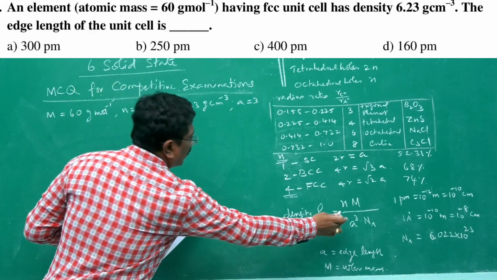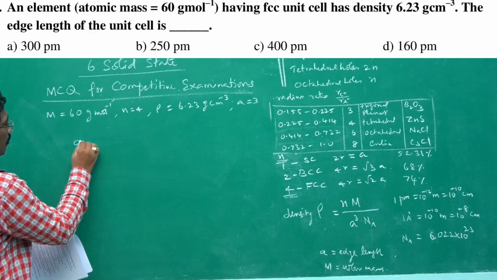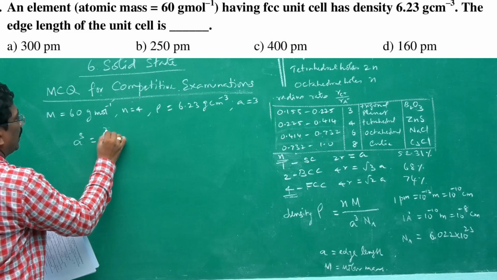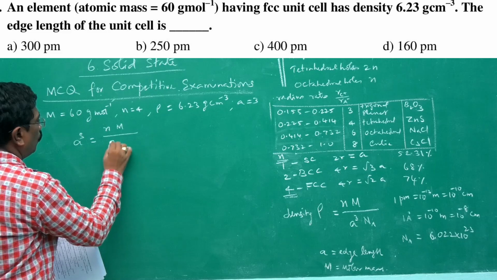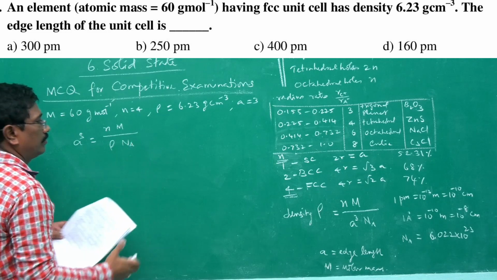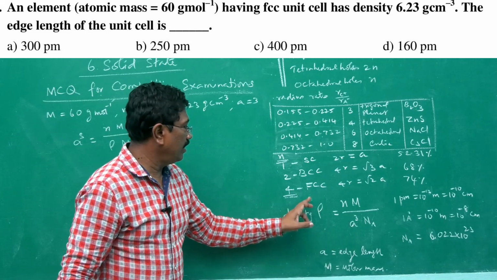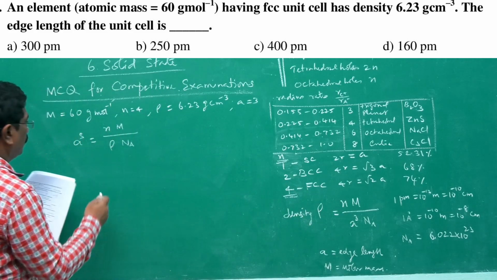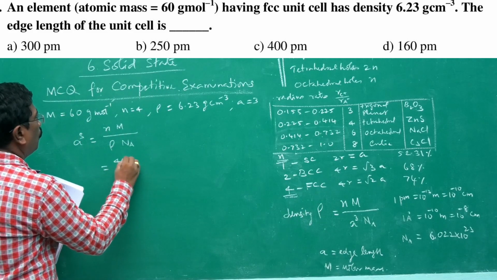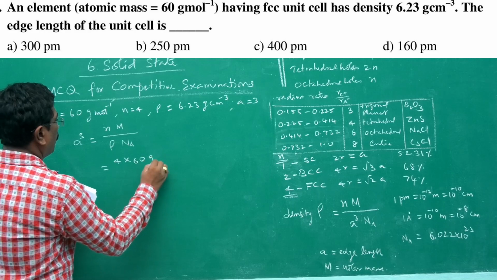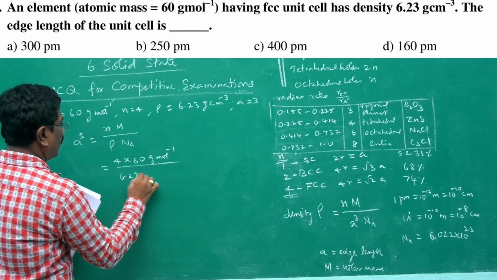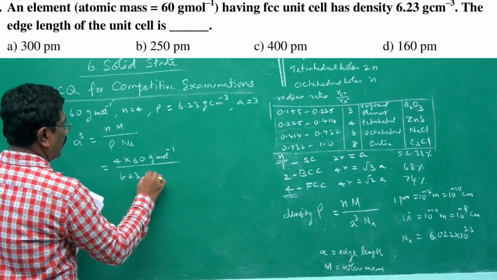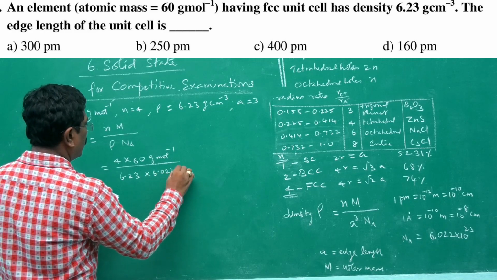So a means we have to get a cube. a cube is equal to n M divided by rho into Na. a cube is taken here, rho is taken there. So n is equal to 4, molar mass 60 gram per mole divided by 6.23 into 6.022 into 10 power 23.